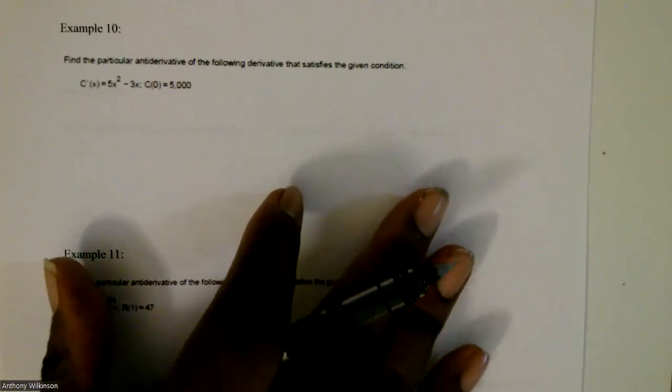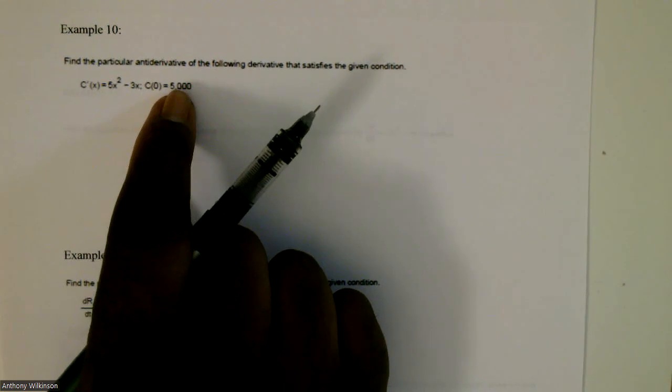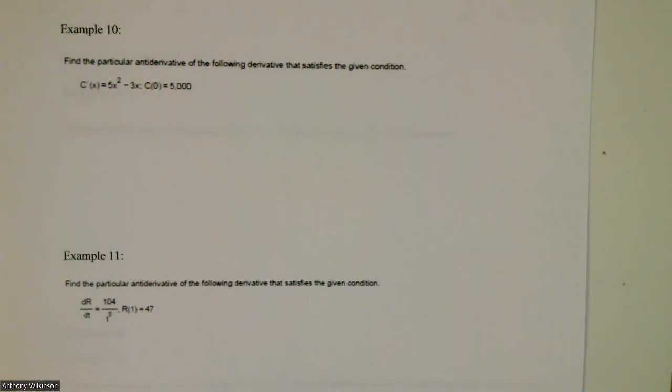Here's some more of these. Now this time in example 10, we're going to be looking for particular antiderivatives. Here we're going to be finding the particular antiderivative of the derivative that satisfies the given condition. And here we've got c prime of x equal to 5x squared minus 3x, and c of 0 is equal to 5,000. That means when x is 0, c of x will be 5,000.